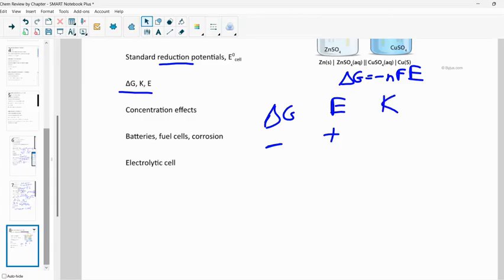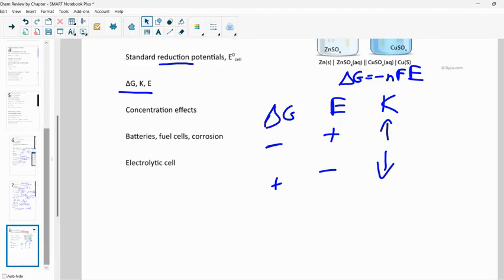And here, K is going to be a really big number. If the reaction is spontaneous, that means I'm going to get a lot of reactants turning into products. I'm going to end up with mostly products at the end. If delta G is a positive value, that would mean my E of the cell is negative, and my K value is going to be really low.